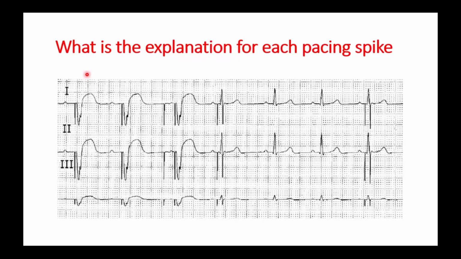First spike A-sense V pace. Yes. Okay. A-sense V pace. Yes. Then A pace V pace. Excellent. Yes. The first one, a sense of atrium, and there is a fusion between the spike and the normal beat. So the spike comes within the QRS of the normal beat.